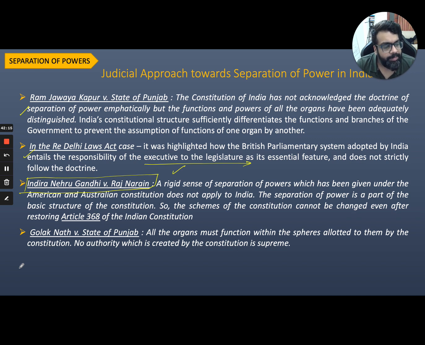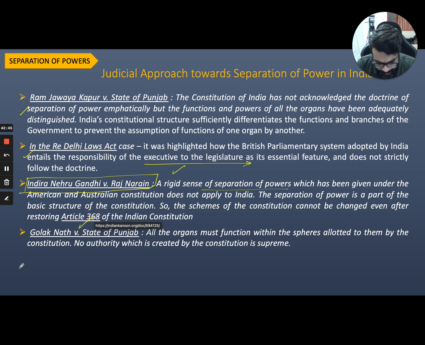This fundamentally was on the principle of separation of powers, and of course the 39th Amendment was challenged, and the Supreme Court categorically said that strict separation of powers, as it is in the American and Australian constitutions, does not apply to India. We do have a separation of powers, but it is also conjoined with checks and balances. So therefore, the schemes or the principles of the Constitution cannot be changed just because 368 allows you to do so.